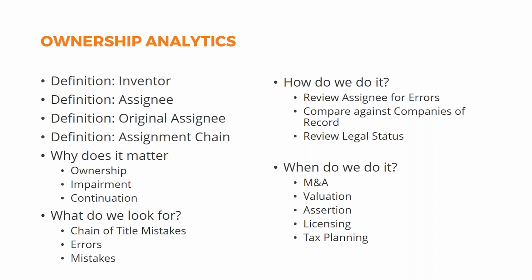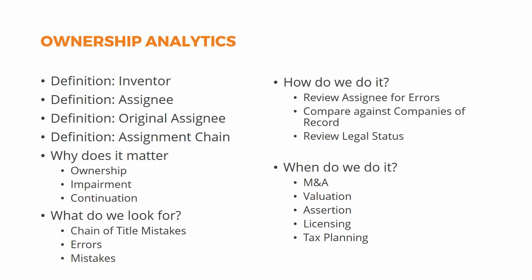Chain of title mistakes, especially in an acquisition or disposal, can change the entire valuation of your sale. Errors in assignment, a lot of them can be fixed, but a lot of them aren't. If you have to fix them, it can be arduous, especially if you're tracking down inventors on patents that were filed years ago. It's a huge pain, and you can create an awful lot of noise if that matter ever gets into litigation and you don't have that done right.